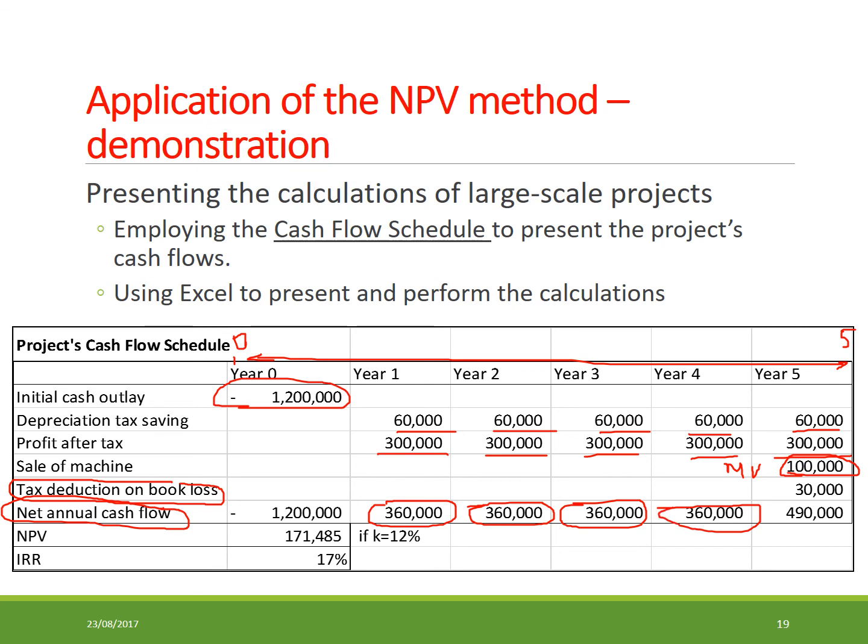In year 5, this is our terminal year. Besides the project's cash flows, besides the profits, we also have the liquidation of the assets. As a result, our cash flows look a bit different in the terminal year. Besides the regular cash flows, we also have the liquidation of the assets.